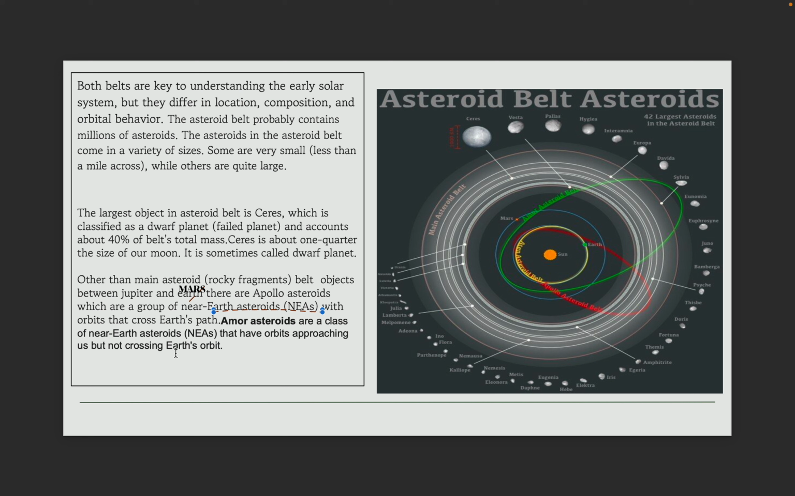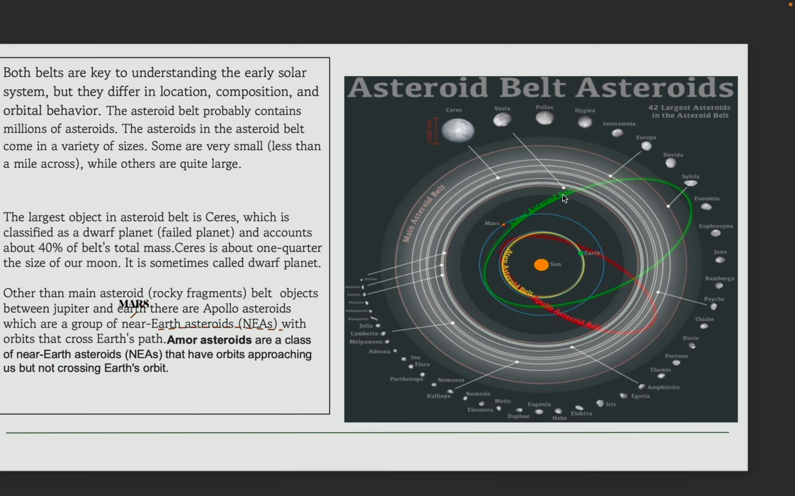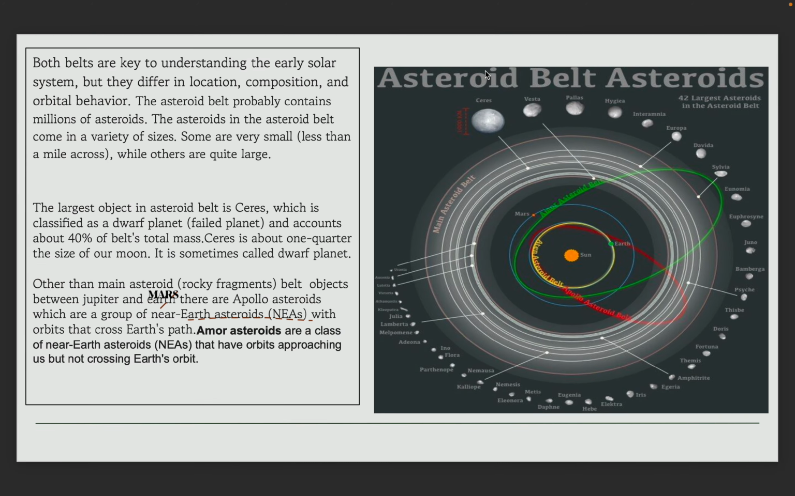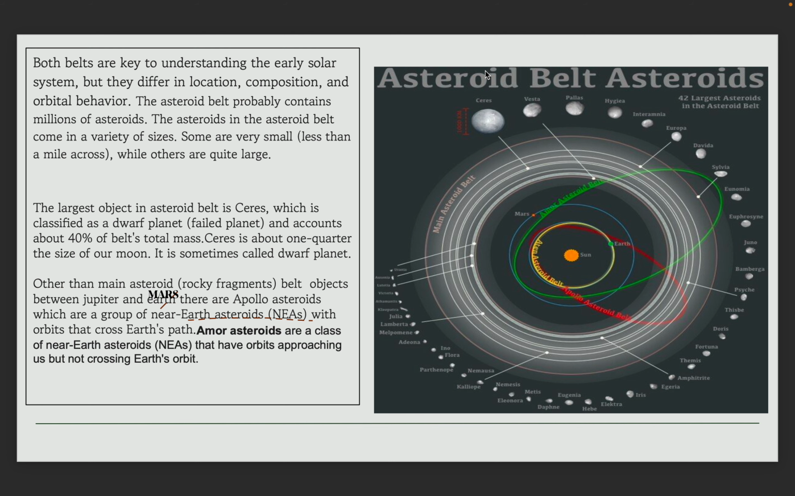Amor asteroids are the class of near-Earth asteroids that have orbits approaching us but do not cross the Earth's orbit. So the orbit of some asteroids in the asteroid belt crosses the Earth's path. Those are called the Apollo asteroids, and the asteroids which do not cross the Earth's path are called the Amor asteroids. So now this completes our discussion of the asteroid belt objects.